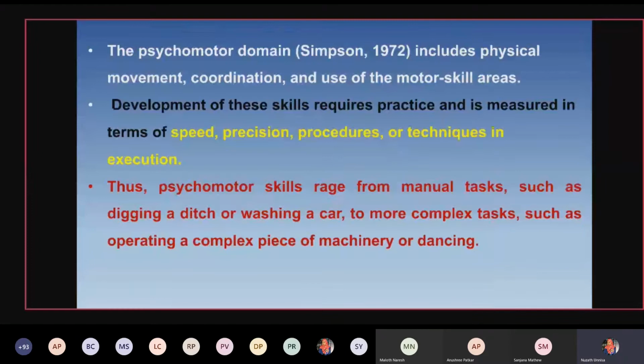Now, moving on to perception. Here, psychomotor skill ranges have been described from manual tasks, as we have discussed, all related to physical activity, manual tasks such as digging a ditch or washing a car, to more complex tasks such as operating a complex piece of machinery or dancing.